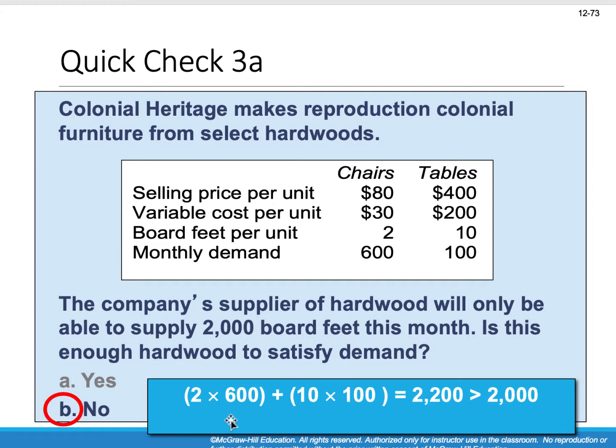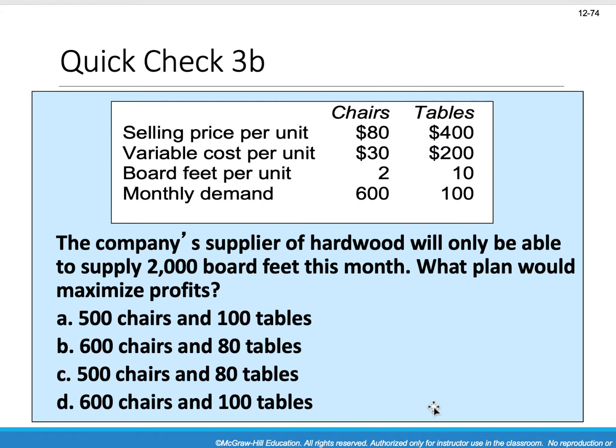And here's the calculation, right? Board feet per unit, 2 times the 600, plus tables, board feet per unit, 10 times the demand, 100 units. That's the 2,200. It's greater than the 2,000 board feet that we get supplied to us. Okay, so we're only able to get 2,000 board feet of supply. We have to figure out what would be the maximum profit. How many should we make?